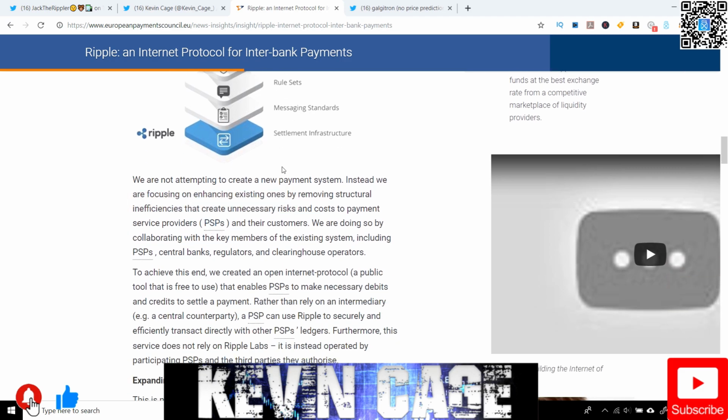So again, we are not attempting to create a new payment system. Instead, we are focusing on enhancing existing ones by removing structural inefficiencies that create unnecessary risks and costs to payment service providers, PSPs, and their customers. So we are doing so by collaborating with the key members of the existing system, including payment service providers, central banks, regulators, and clearinghouse operators.